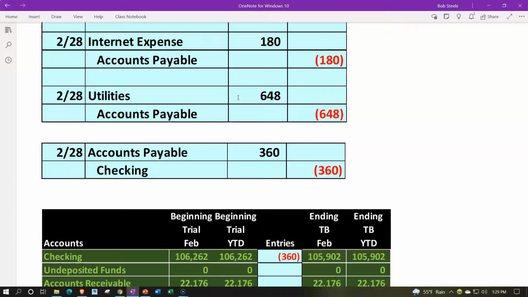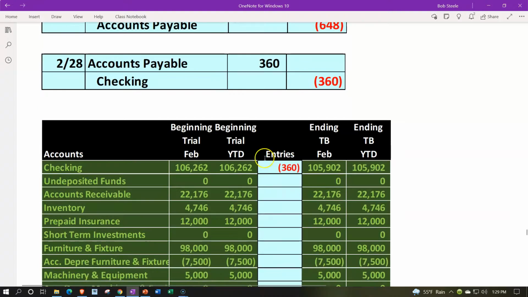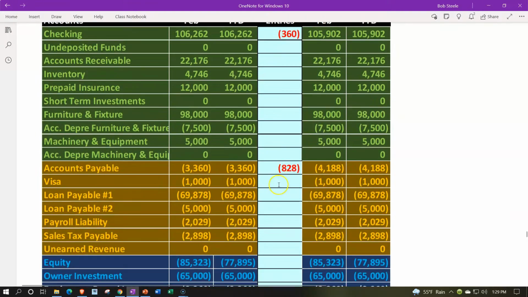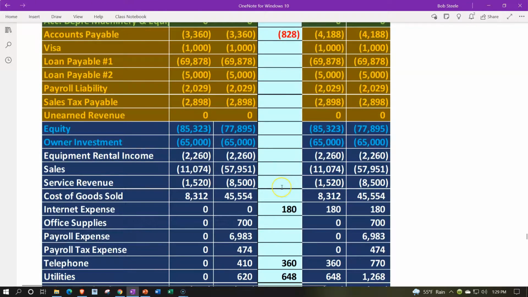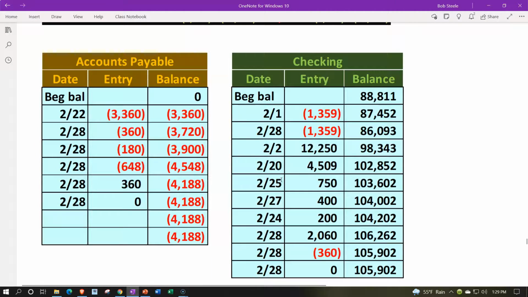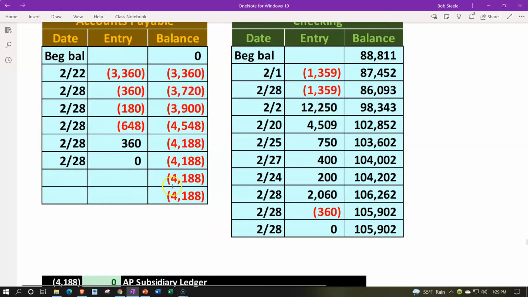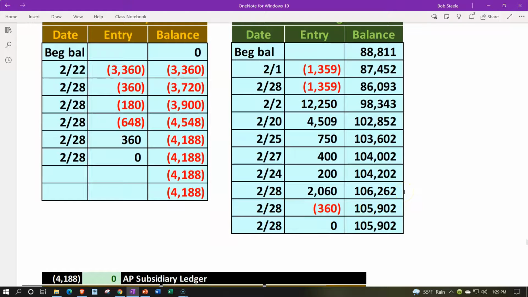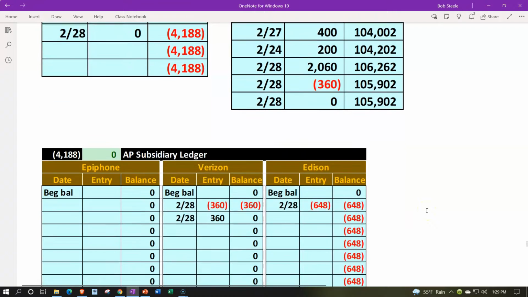This would be the pay bill form, in essence, the journal entry for paying off the telephone, which would be a credit to the checking account and a debit to the accounts payable. So checking account going down, the accounts payable would be going down. No income effect from that transaction on the income statement because we already recorded it when we entered the bill. So now we've got the accounts payable was at the 4,548. It's going down, this time with a debit, 360 to 4,188. Checking account was at 106,262, and it goes down by the 360 to the 105,902.